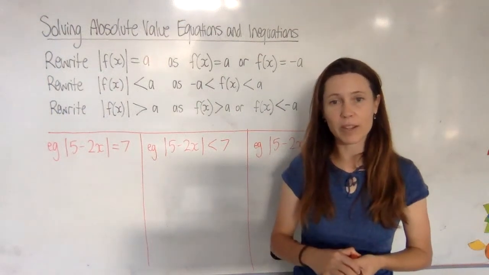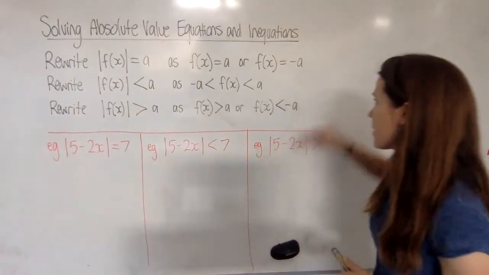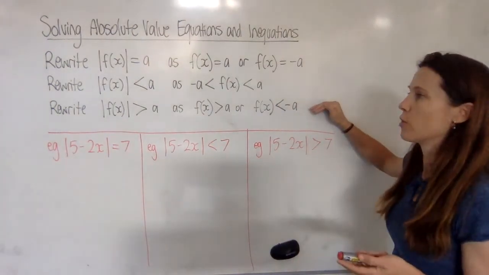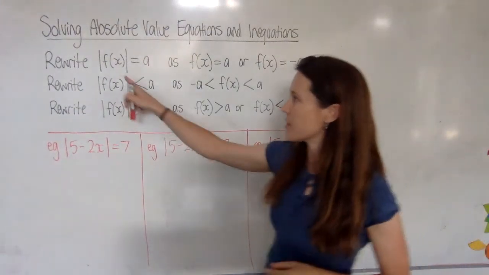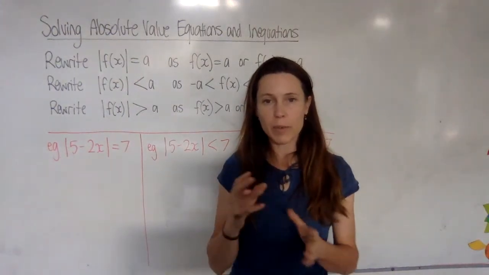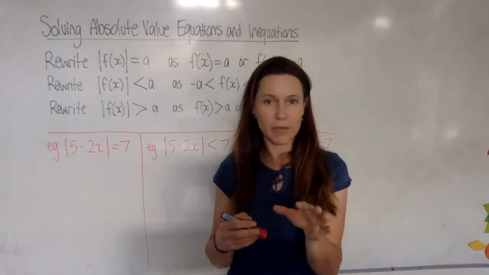Absolute values can be quite tricky, and whether you're solving them as an equation or an inequation, these three simple rules take all the trickiness out of them and make them really straightforward. Now remember what absolute value brackets mean. They mean the thing that's inside the absolute bracket could be positive or it could be negative, but either way we're just going to take the overall size of it and remove that negative sign if it is negative and make it positive.